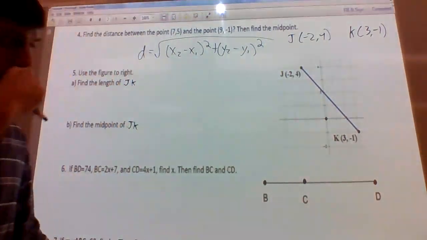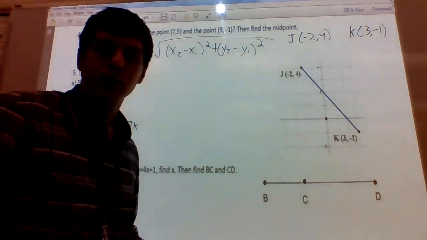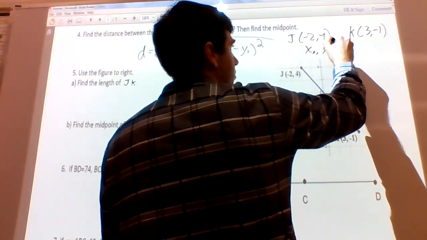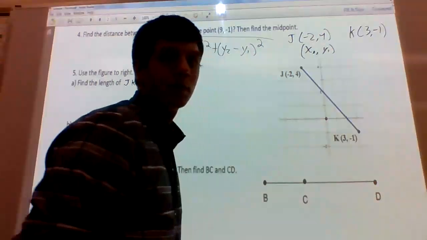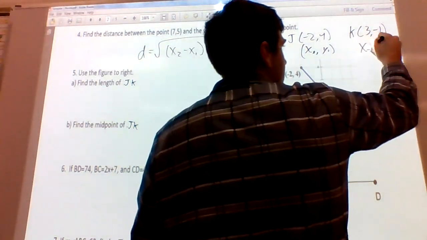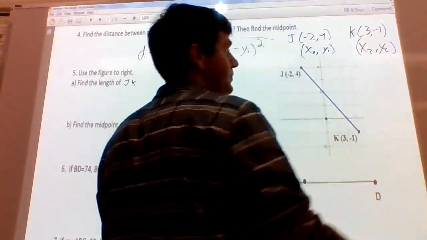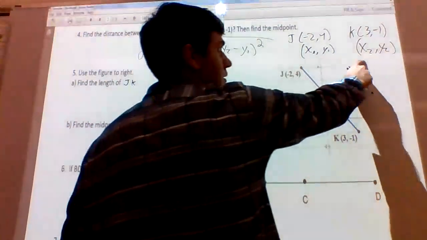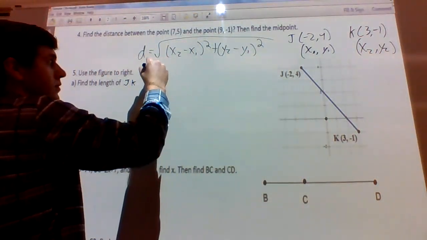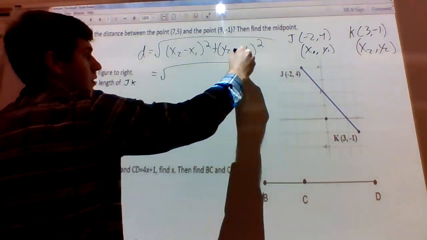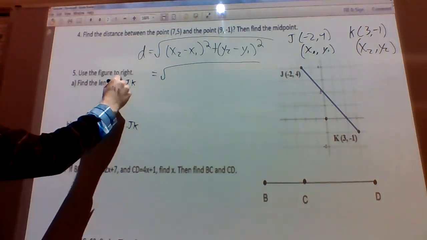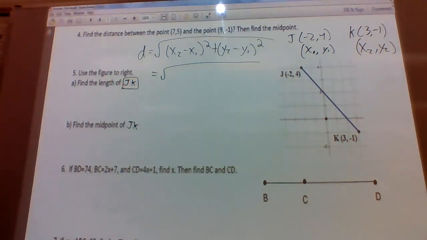Since it's (-2, 4), let's just make J our first point. So that's going to be our x1, y1. K will be our second point, x2, y2. So x2 is going to be 3. Instead of putting distance, we can say JK, right? This symbol right here, JK, means the distance between J and K.